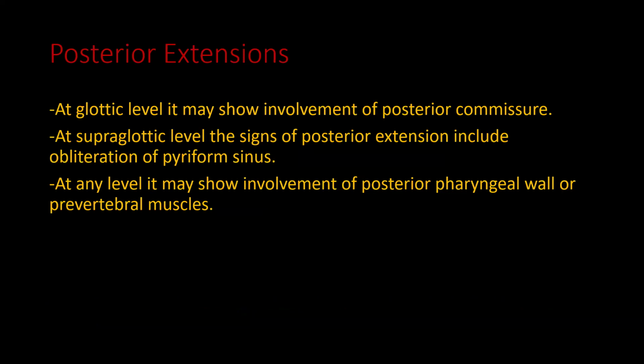Next, we comment on the posterior extension, which at the glottic level, it may show involvement of the posterior commissure. At the supraglottic level, we can see signs of posterior extension include obliteration of the piriform sinus. Extralaryngeal extension should include involvement of the posterior pharyngeal wall or the prevertebral muscles.